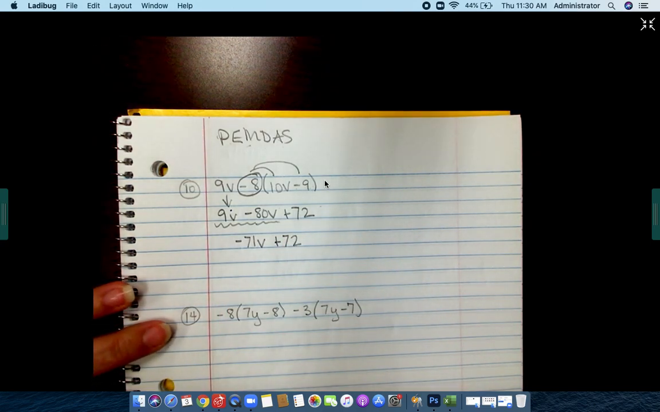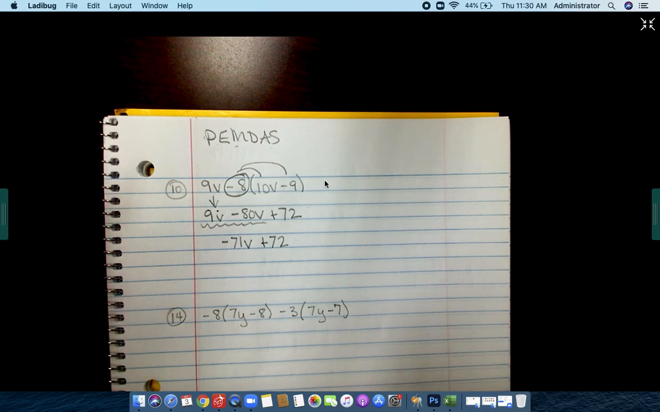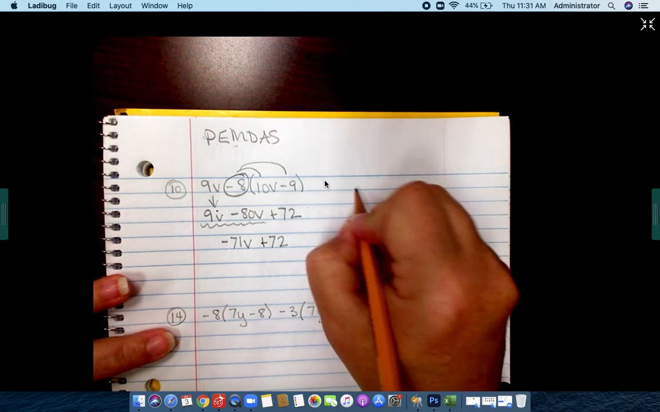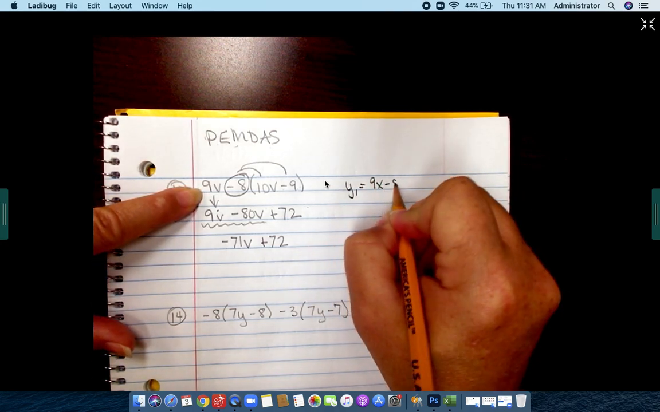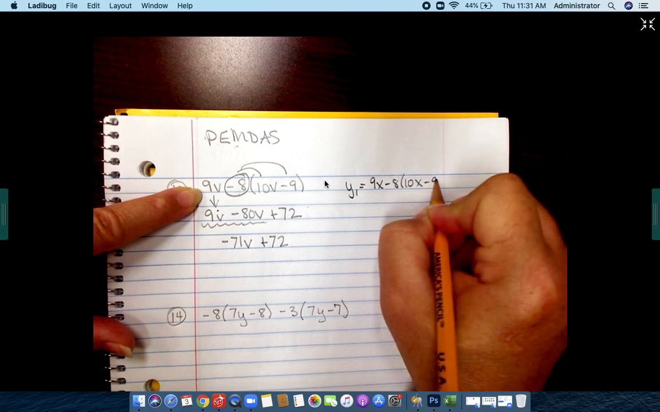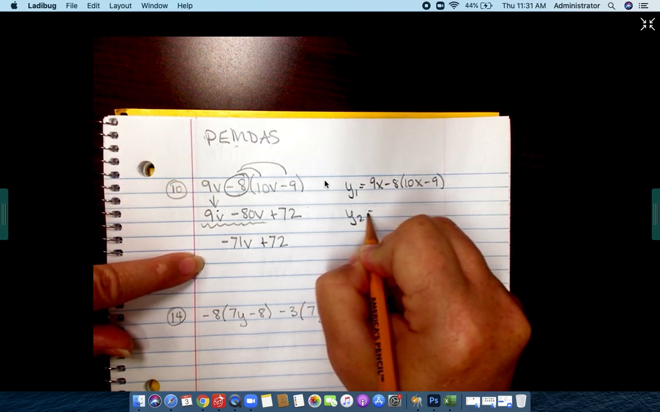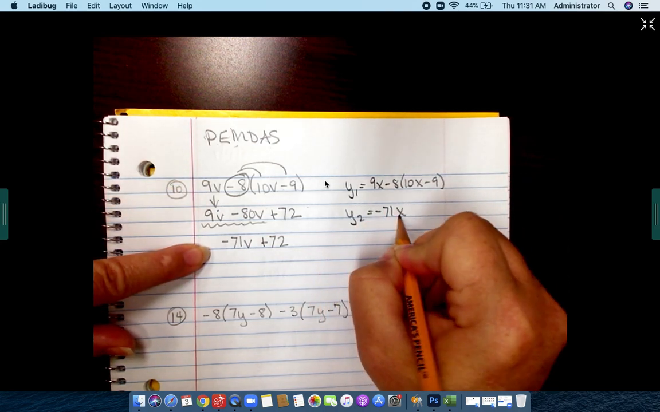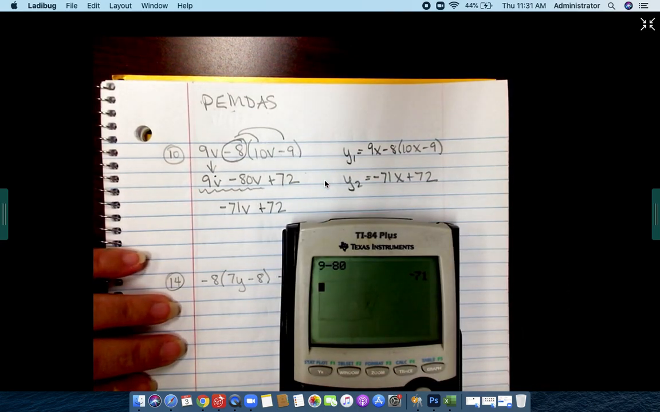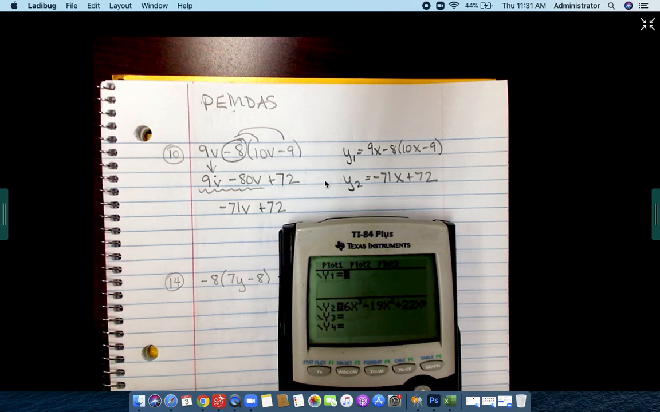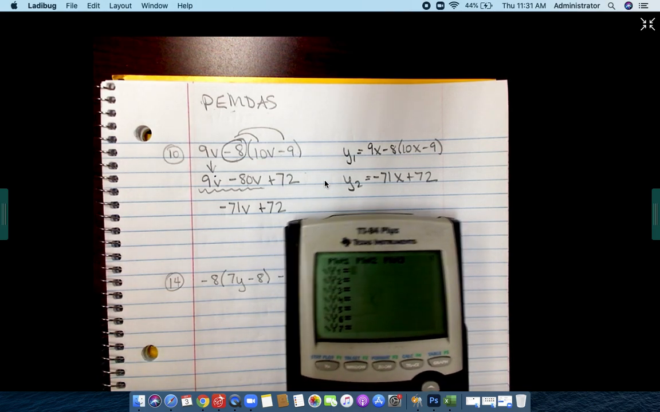Now, I showed you before how you can check it on your calculator. Can you check it even though the variable is not x? Yes. You just go in y1 and pretend it was x. And then in y2, I would type in negative 71x plus 72. It doesn't matter if the variable is x or not. But in your y1, it only understands the variable x.